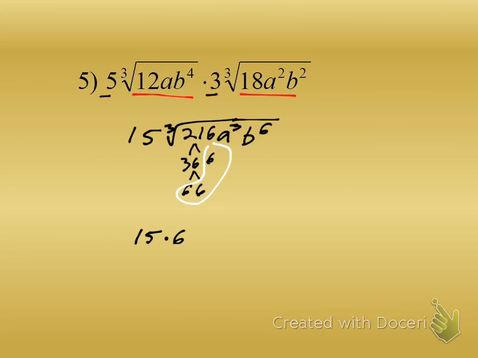And then do your variables. Okay, so the cube root of a cubed is just a. Cube root of b to the 6. 6 divided by 3 is 2, so b squared. Last step, do 15 times 6, which gives you 90. 90 ab squared.